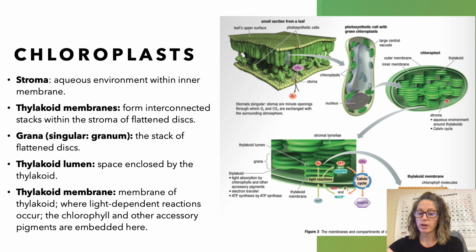Now the aqueous environment is called the stroma. And then we have another membrane that is called the thylakoid membrane. So this membrane is creating the thylakoid stacks. So each one of these is a thylakoid, and when they're stacked, they're either called a thylakoid stack or a grana. The thylakoid lumen is the space within that thylakoid. So a bunch of terminology for you to get familiar with, because with photosynthesis, we're going to talk a lot about the stroma and the thylakoid lumen.